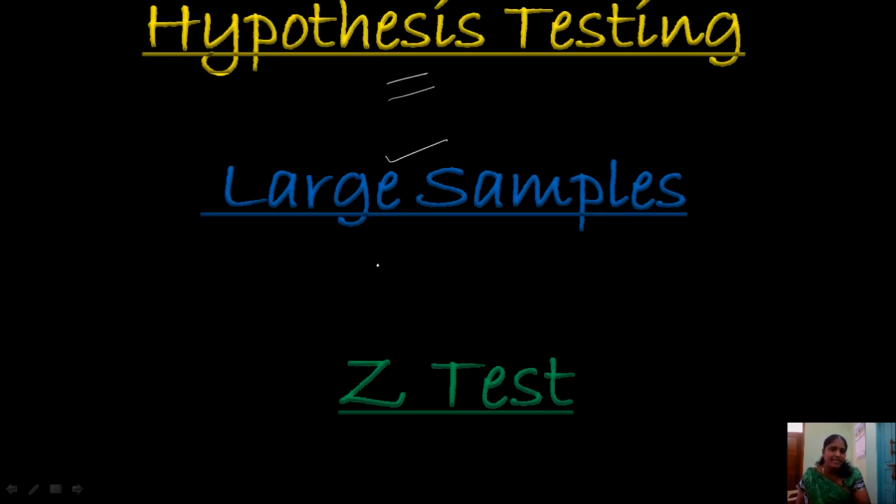Samples can be identified as small samples or large samples based on their size. The size of the sample is denoted by the letter n. If the value of n is greater than or equal to 30, then we call such a sample a large sample. Otherwise, if the value of n is strictly less than 30, then we call that type of sample a small sample.